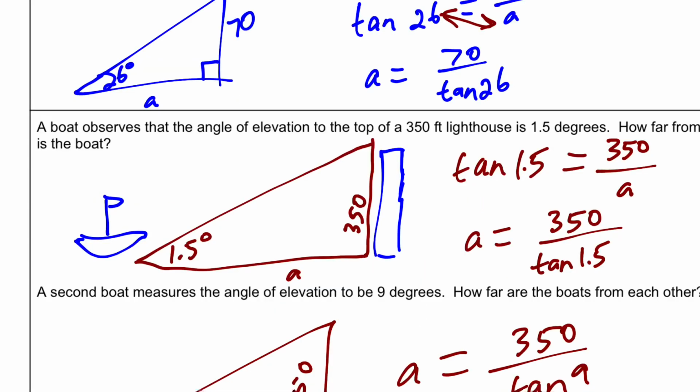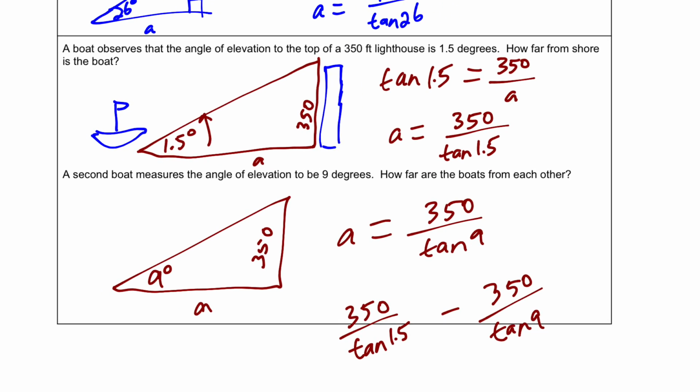Now we have a boat and a lighthouse. You're going to have to do some imagination on the lighthouse part. But anyway, we have an angle of elevation, 1.5 degrees. And then we have the height of the lighthouse. They want to know how far away. So we can use the tangent ratio again.